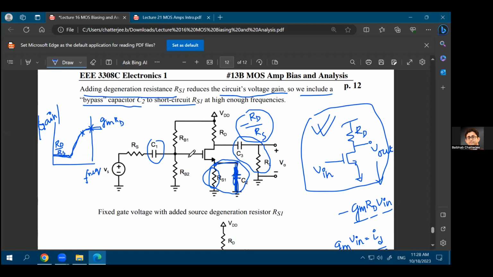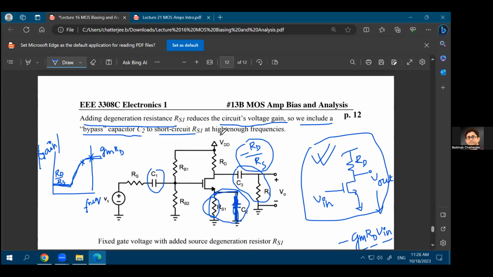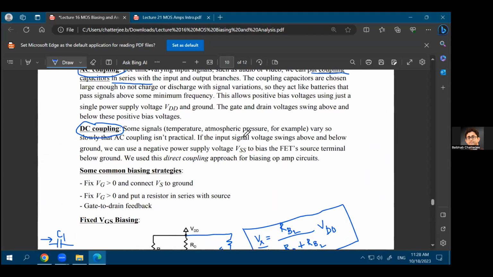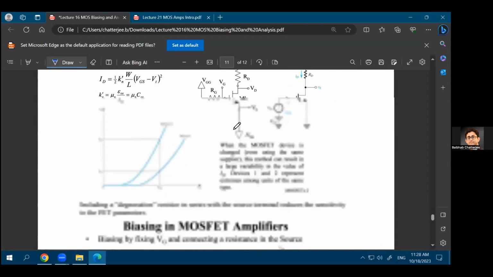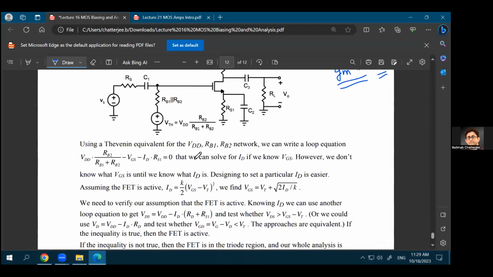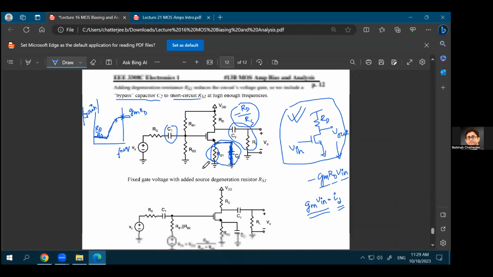So what is the advantage? One advantage, we'll talk about it later, is that it stabilizes the gain. So this is also called linearization or stabilization of the gain. And we'll talk about that later when we discuss the AC equivalent circuit for it. But the other advantage is something that we are talking about here. Okay, so maybe we'll be talking about it here.